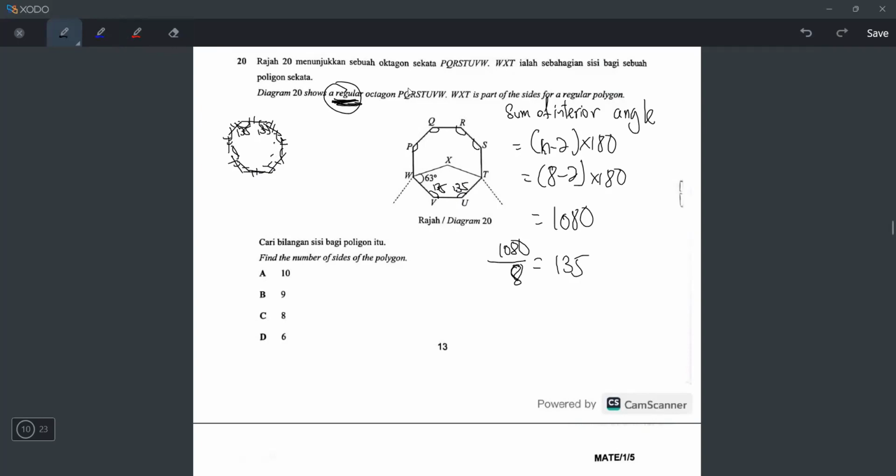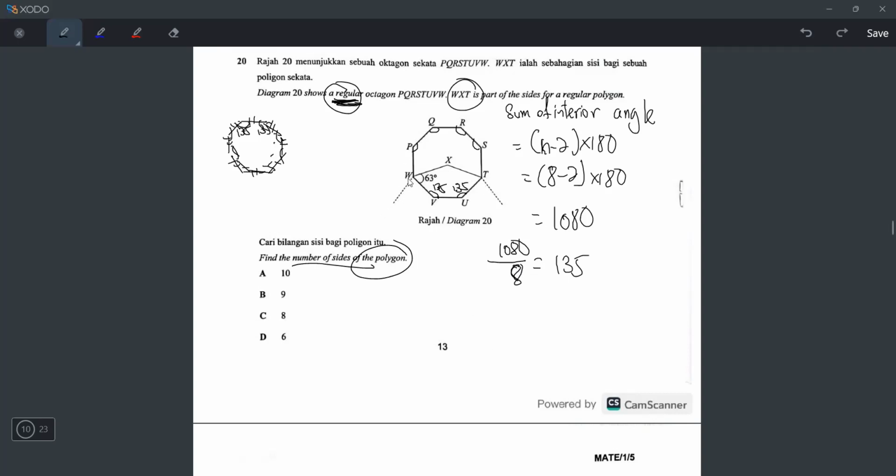Okay, now let's see what they say. WXT is part of a side of another regular polygon. So WXT is another polygon. So there's another polygon here. But I don't know how many sides. So let's see what they want. Find the number of sides of the polygon. Find the number of sides of this polygon. Can you see the dotted line? Yeah, it means it hasn't completed yet.